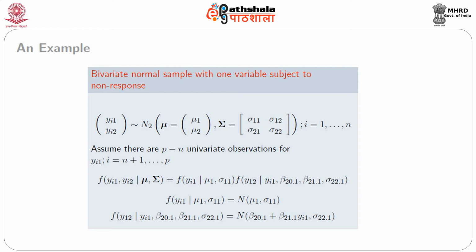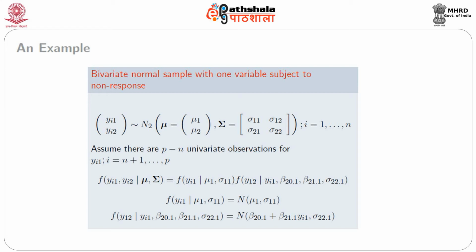But assume that there are an extra p minus n univariate observations for y i1. That means y i1 is a p dimensional vector, whereas y i2 is an n dimensional vector, or in other words, p minus n observations of y i2 are missing. In such a situation, how are we going to estimate mu and sigma?